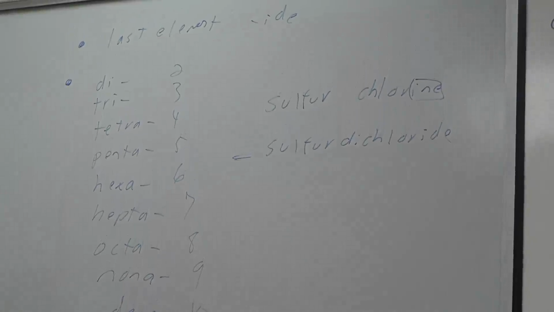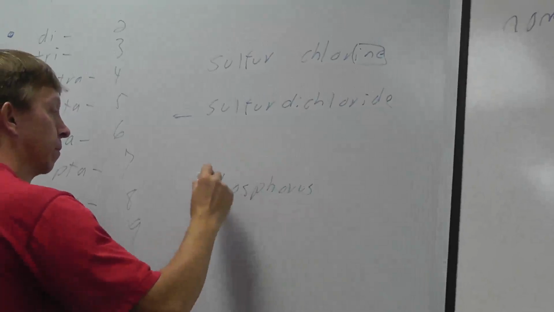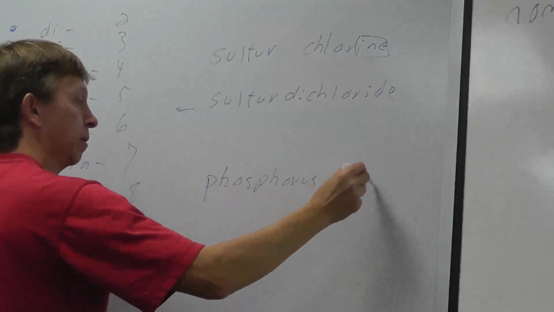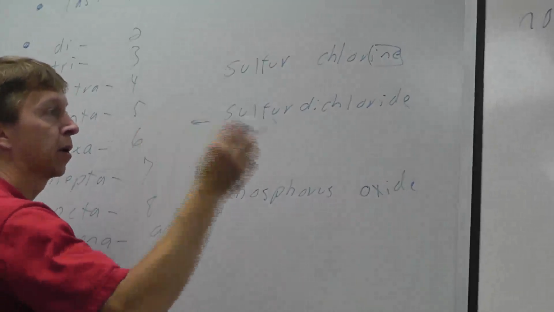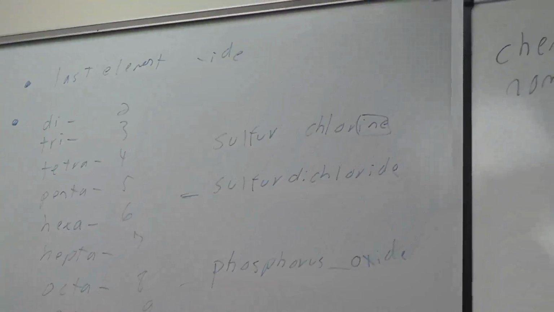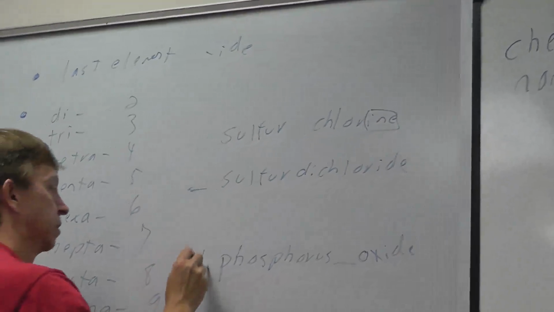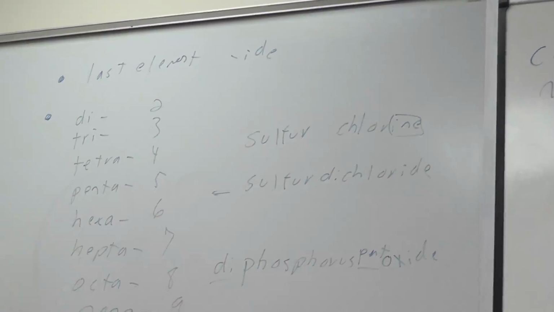What's P2O5? What's P? Phosphorus. And oxygen becomes oxide, right? But now because we have subscripts, we've got to think about prefixes. What's this going to be called? Okay. Diphosphorus pentoxide. For 2 and 5 respectively.